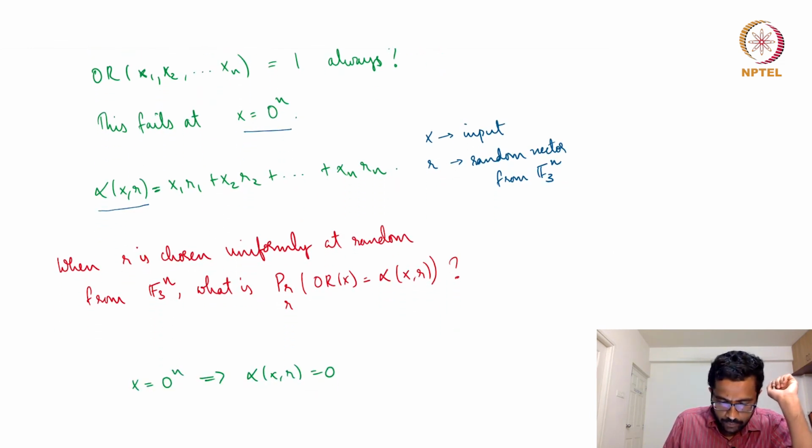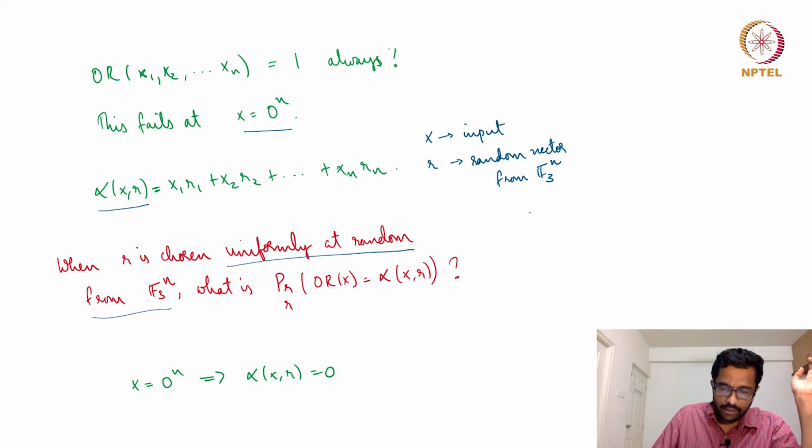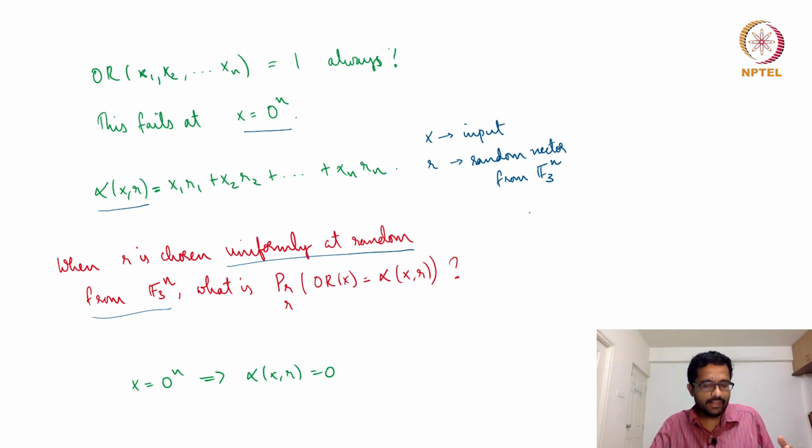Suppose r is chosen uniformly at random from f3 power n. There are 3 power n possible choices of r, and each one of them is equally likely. Another way to look at it is, r1 is chosen uniformly and independently from 0, 1, 2, r2 is chosen uniformly and independently from 0, 1, 2, and so on. Each coordinate is being chosen from 0, 1, 2 uniformly and independently.